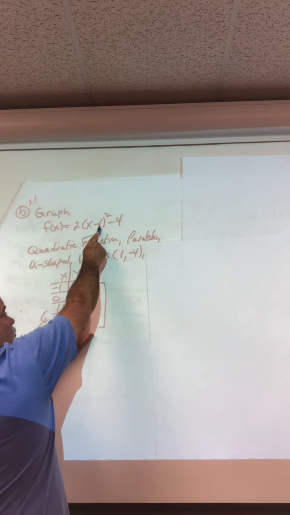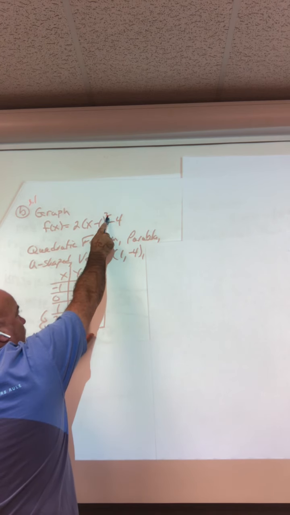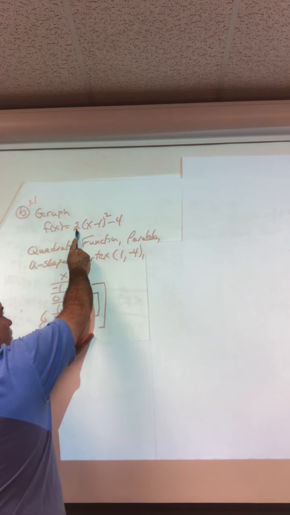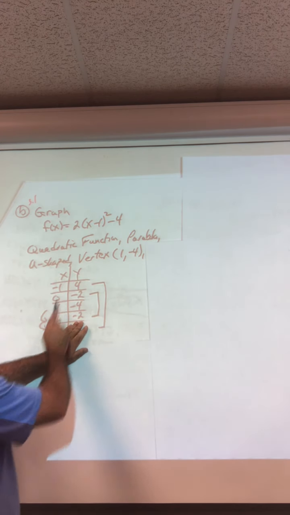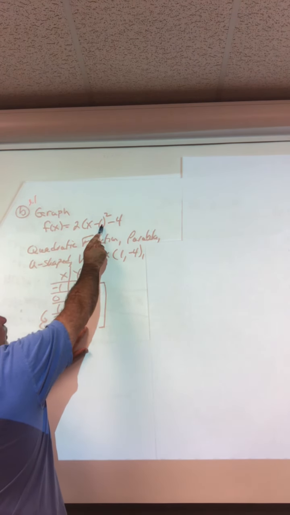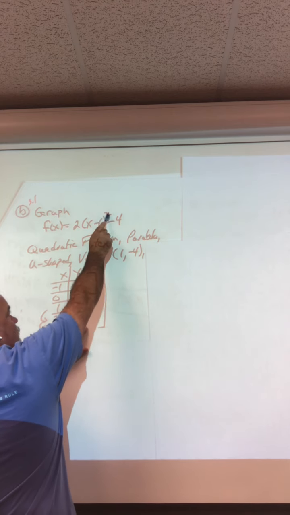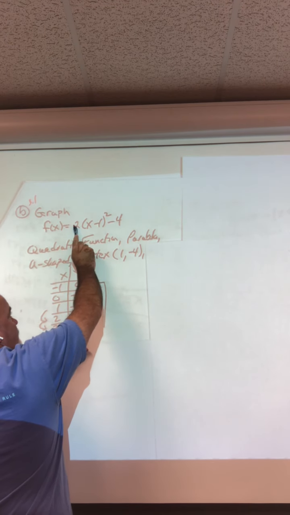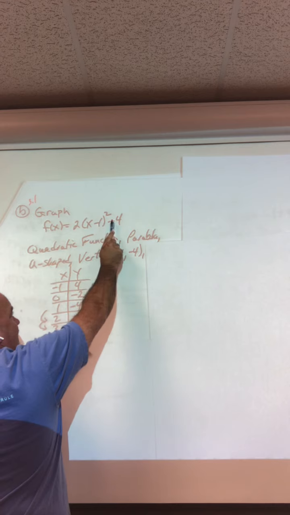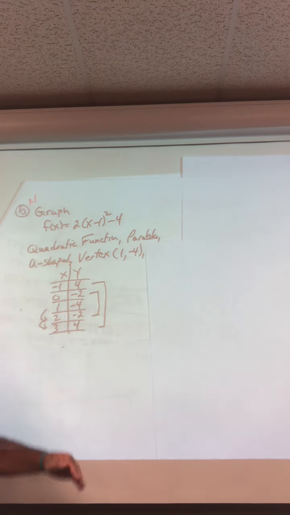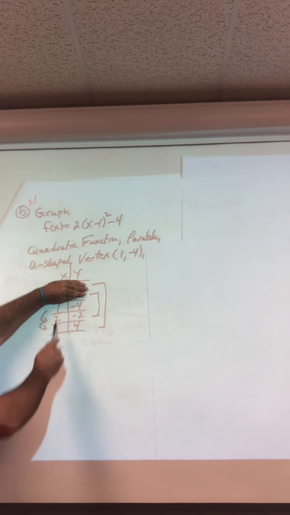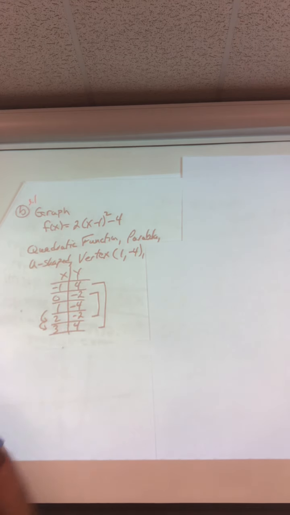2 minus 1 is 1. 1 squared is 1. 1 times 2 is 2. And 2 minus 4 is negative 2. Plug in 3. 3 minus 1 is 2. 2 squared is 4. 4 times 2 is 8. And 8 minus 4 is 4. And so what we did, we didn't do these two up here. We just plotted these 3 points.